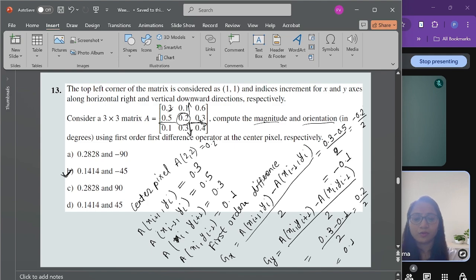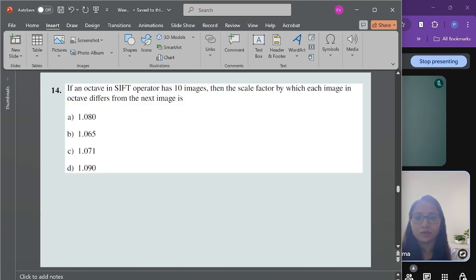Okay, so I hope you have understood this question. So now moving to the next question. This is again the same type of questions we have solved previously.